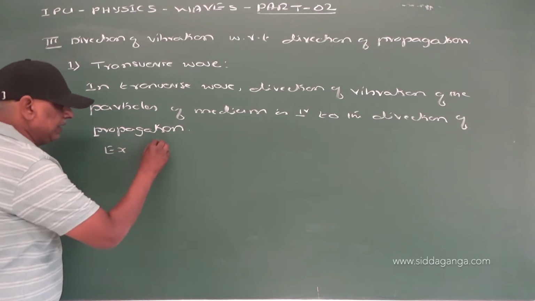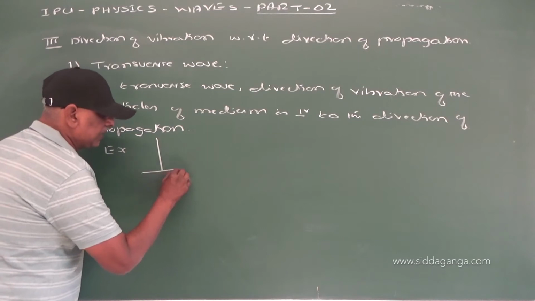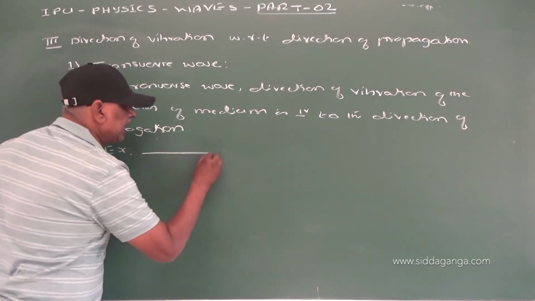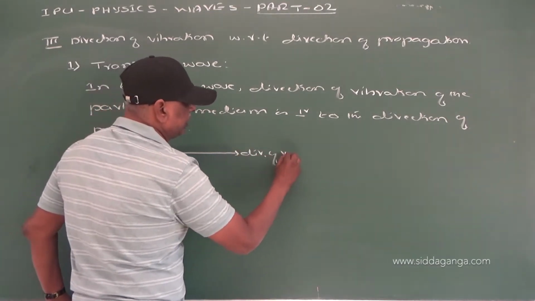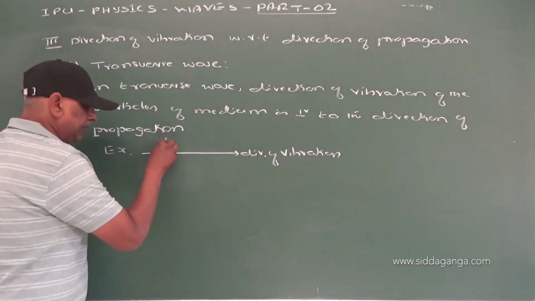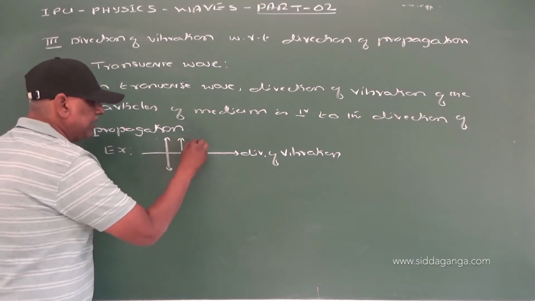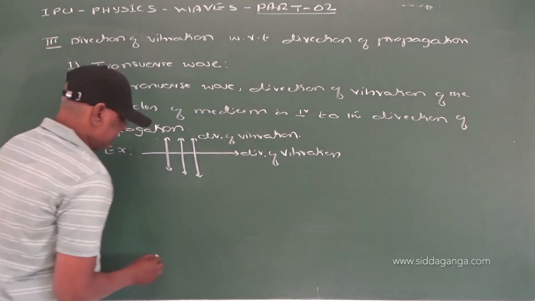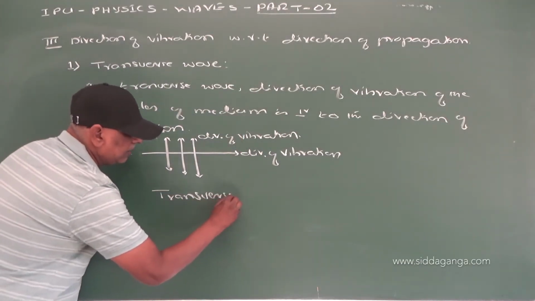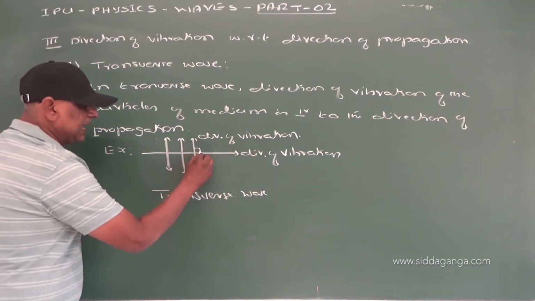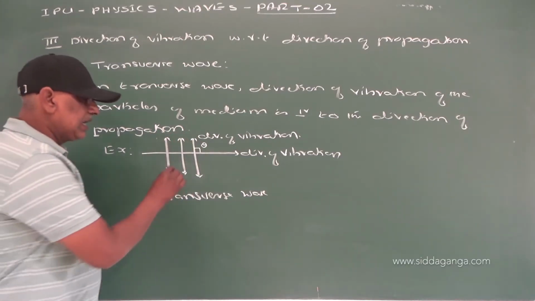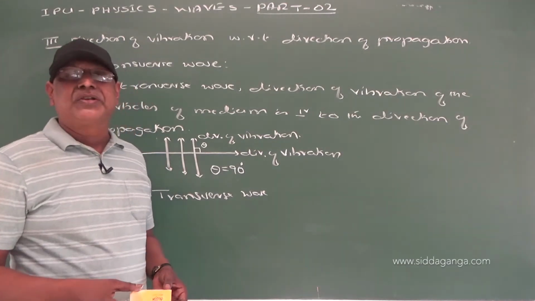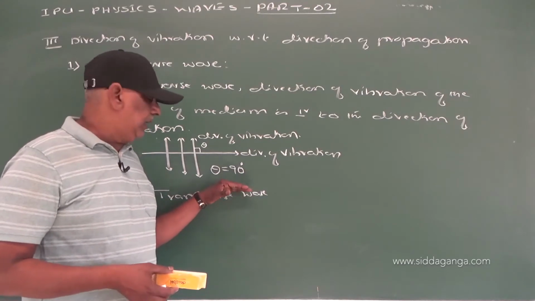For example, we can take a wave which is propagating along this direction. This is the direction of vibration. Then the particles will vibrate perpendicular to the direction of propagation. Such a wave is a transverse wave. Here, the angle between the direction of vibration and the direction of propagation is always equal to 90 degrees. Remember that the angle between the direction of vibration of particles and the direction of propagation is 90 degrees.